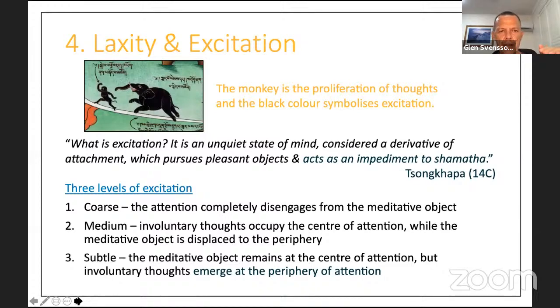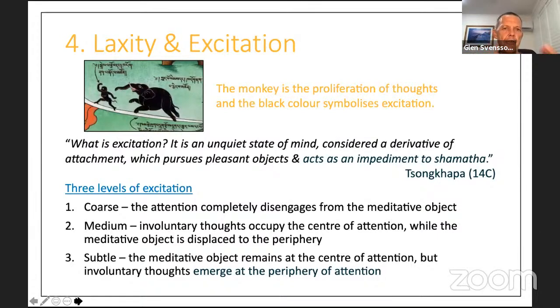A medium level of excitation is where we start to get pulled away, but we're still holding on to the object a little bit. And so we see here, involuntary thoughts occupy the center of your attention, while the meditative object is displaced to the periphery. So we're really getting pulled away by some sort of distraction, and we're mainly focusing on the distraction, but somehow a little bit in the corner of the mind, we're still holding on to the object. That's medium excitation.